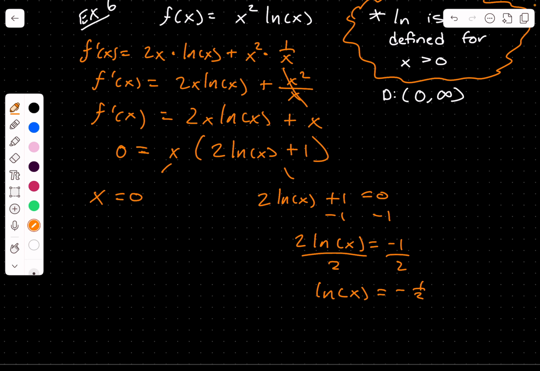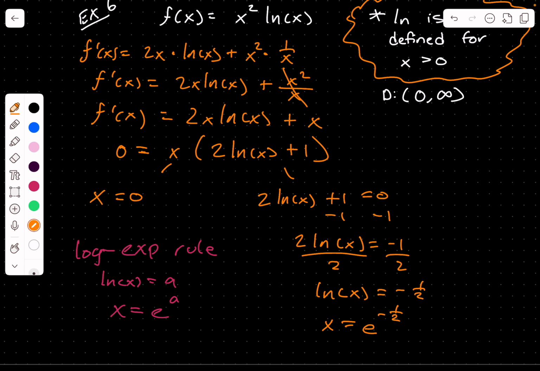But if you remember, we have a logarithmic exponential rule. And this rule basically just says ln of x equals a, so x equals e to the a. So we're going to put it in its proper form so we can solve for x. So let's do that now. So following this rule, we're going to get x equals e to the negative 1/2.